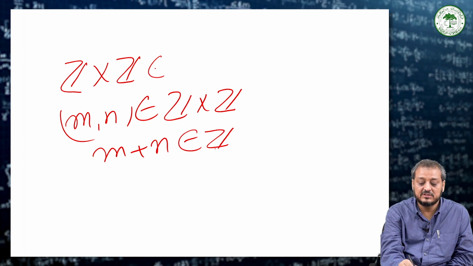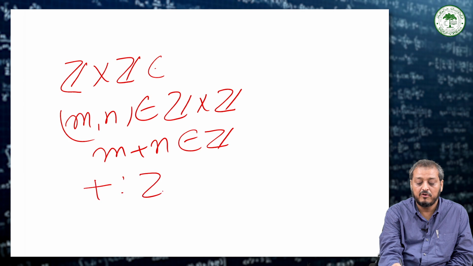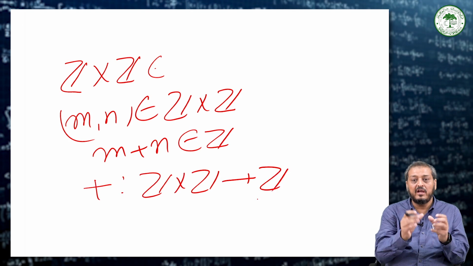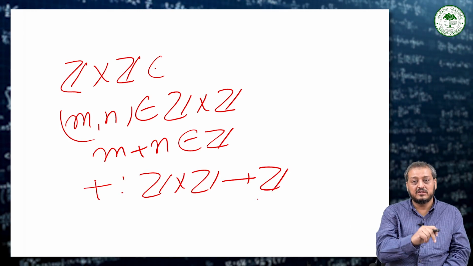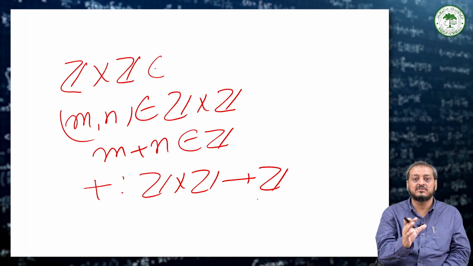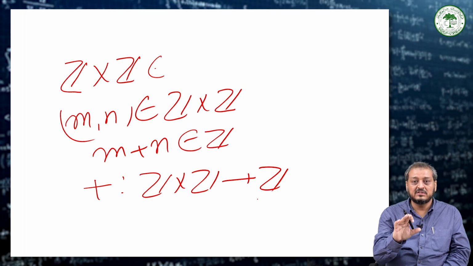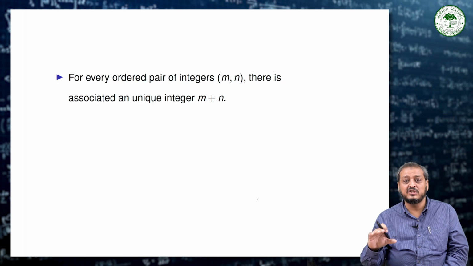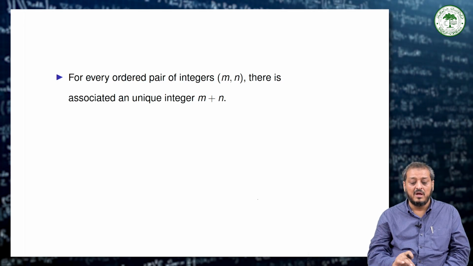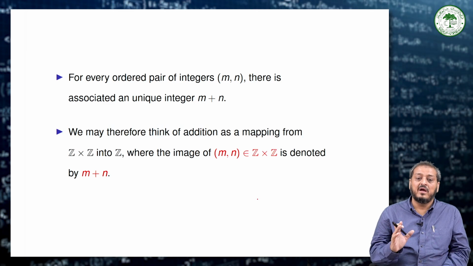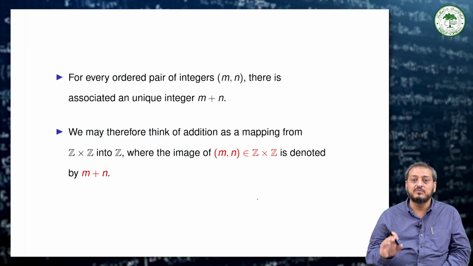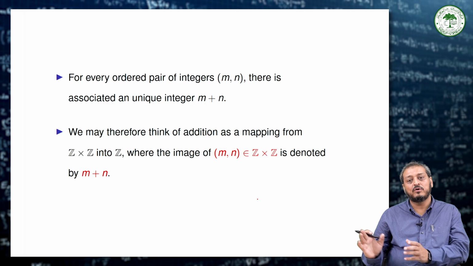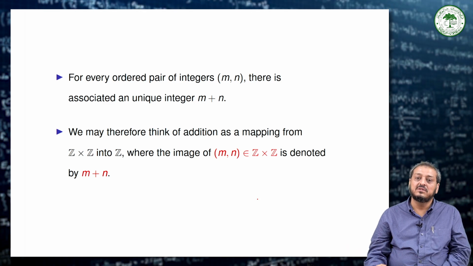So in a certain way we can say that if we take addition as a mapping from Z cross Z to Z, then we get a unique element. In this case, the sum of these two integers gives you a unique integer. So we define a binary operation in this form: for every ordered pair of integers m and n, there is associated a unique integer m plus n. We may therefore think of addition as a mapping from Z cross Z into Z, where the image of an ordered pair (m, n) belonging to Z cross Z is denoted by m plus n.